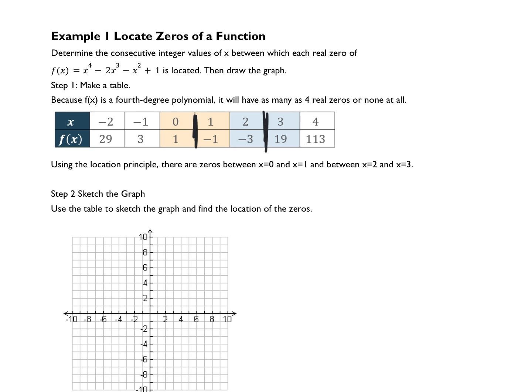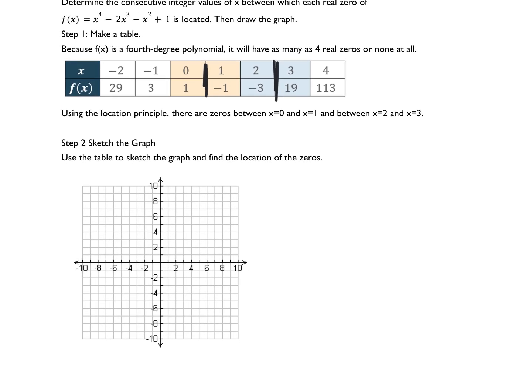So we're going to use the table to sketch the graph and find the location of the zeros. At negative 1, 3, we have a point. At 0, 1, there's a point. At 1, negative 1, there's a point. At 2, negative 3, there's a point. And then the next one is at 3, 19.